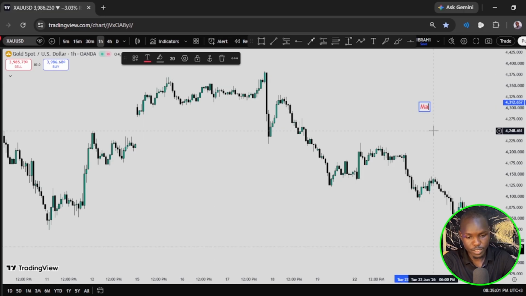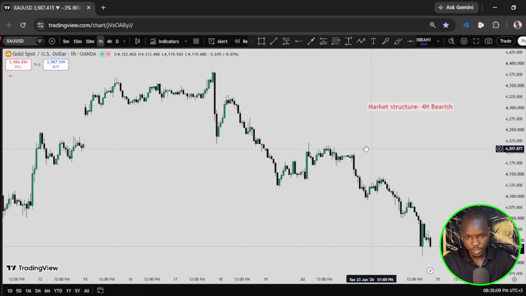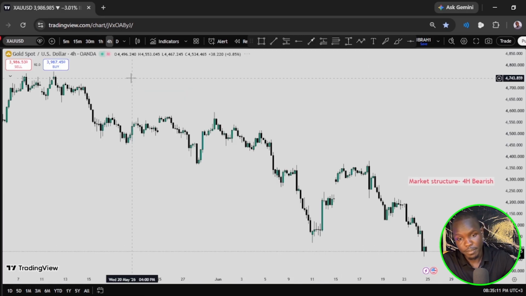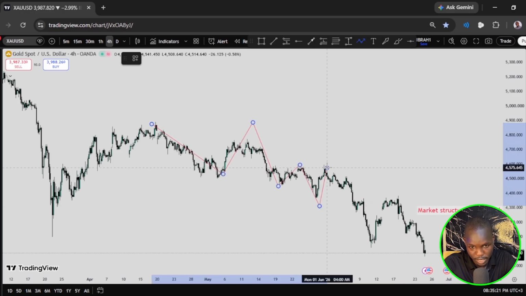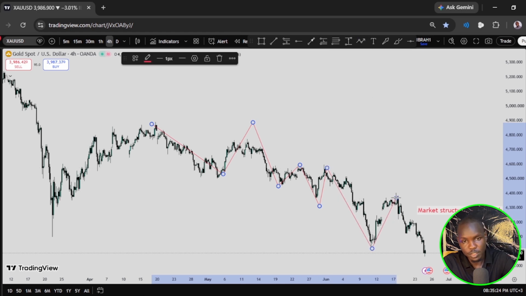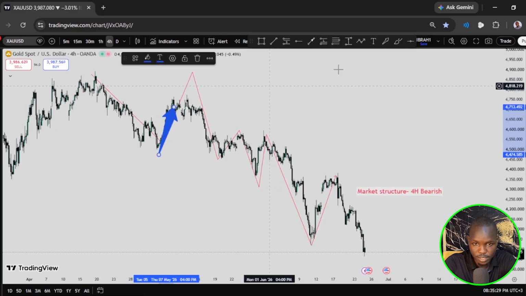Sorry again, we said our market structure on the 4-hour was bearish. If I go back to the 4-hour time frame, you see the movement that happened here. We said you had a push, a pullback, push, pullback, push, pullback, push, pullback, push, then a pullback. Whenever you're having this pullback, this is normally against the trend, okay?